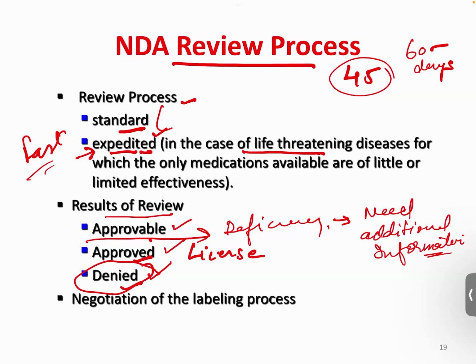And there is also negotiation on the labeling, what you are going to write or what you are not going to write. Expedited review earlier in India, this process was not there. It came after 2019 only. Why do I keep on telling you Indian related differences? Because you may be asked during your interview.